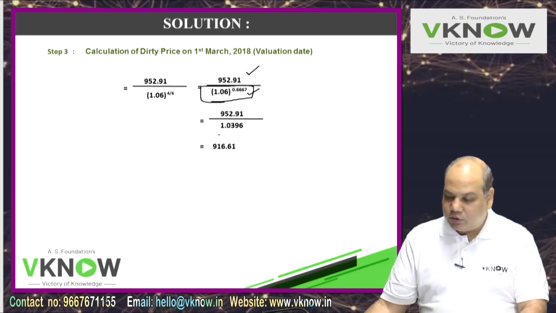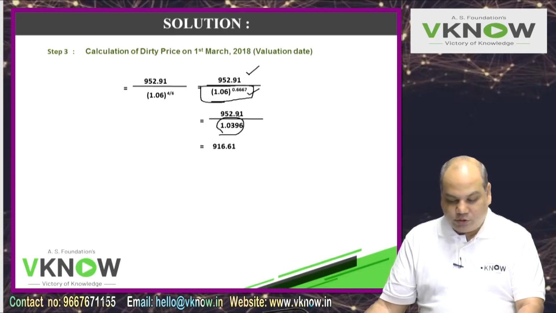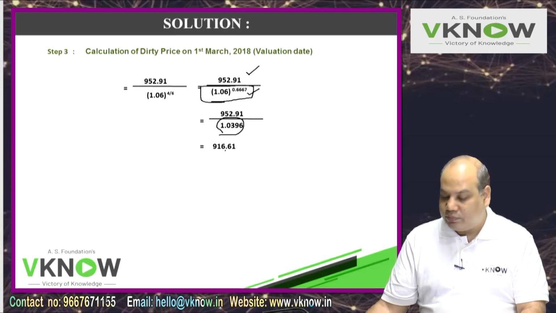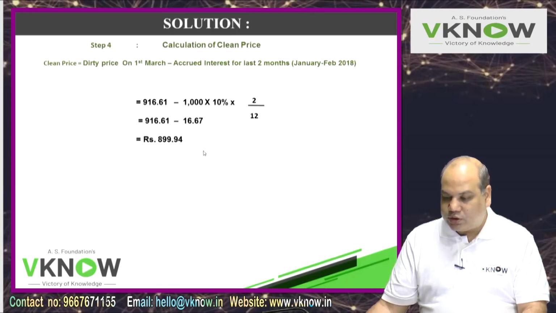So you will find this number on your calculator. I got the same number, 1.03690399610 something. So 3 or 4 or 5 digits are okay. Now if you solve it, 952.91 divided by this factor, you will get around 916.60 or 61. So this includes interest accrued for 2 months. So what I'll do, I will remove the interest accrued for 2 months and I will get the clean price.